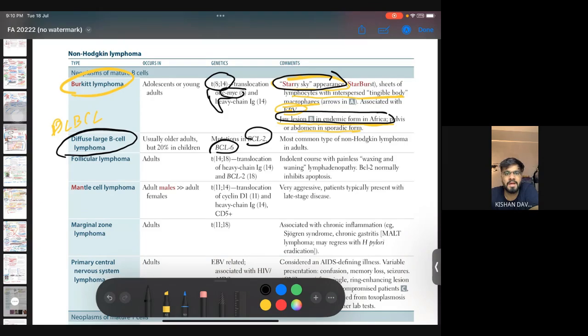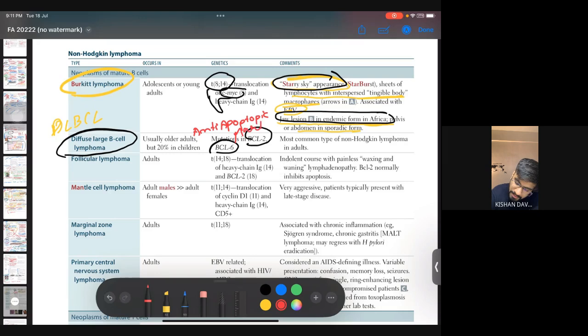Anyone? Quickly, I need the answer. Apoptosis marker. So do they cause apoptosis or do they stop apoptosis? They will stop apoptosis. Yes, so these are anti-apoptotic markers.